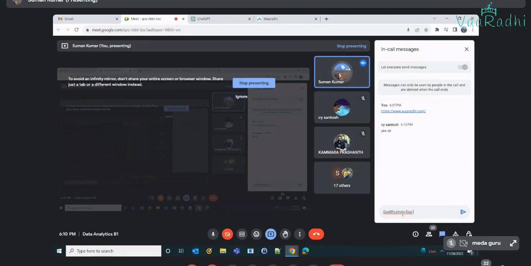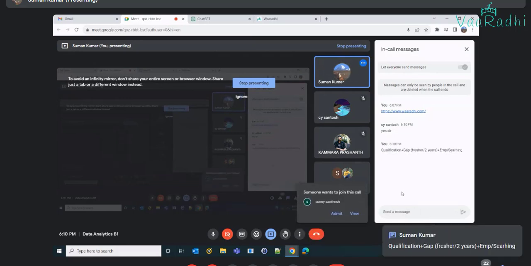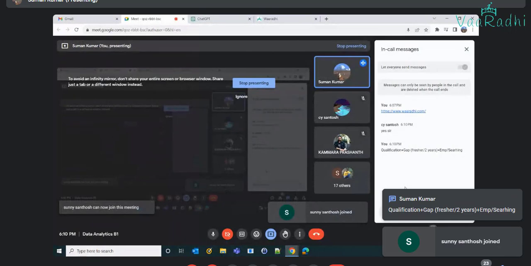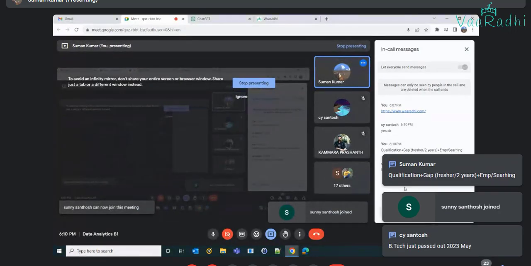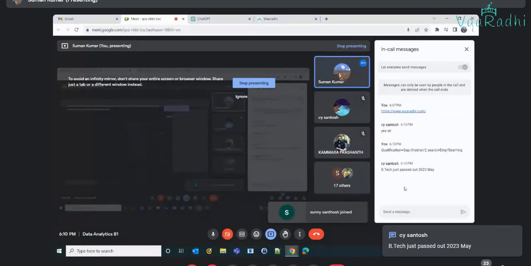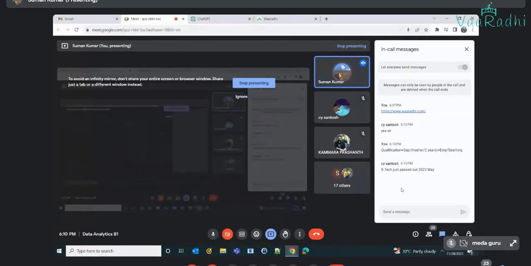Or if you are a fresher, just say fresher like this. And whether you are currently looking for a job or already an employee. If you are an employee, just ping employee, or else searching. I need only this information, guys, so that I can understand the level or complexity, whether basic, advanced or complex, which level I need to follow while discussing these concepts. Okay, BTech last. Okay, Santosh, thanks.